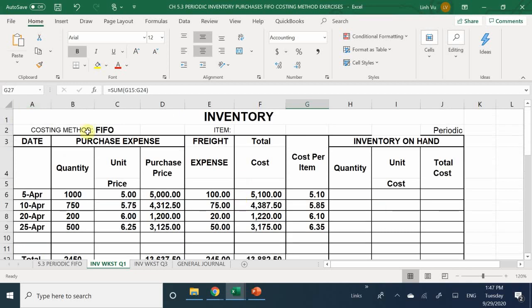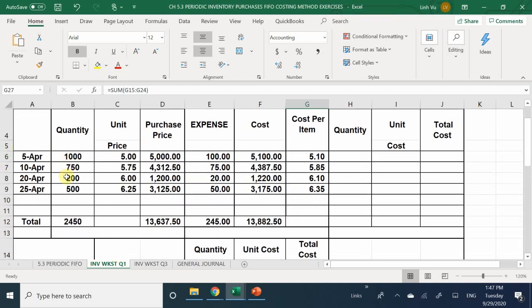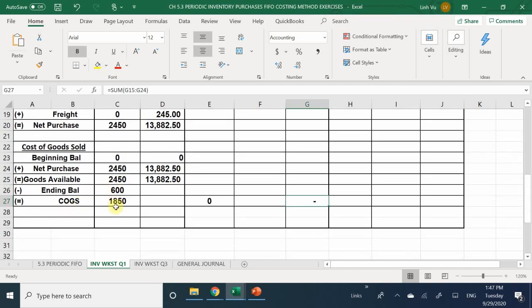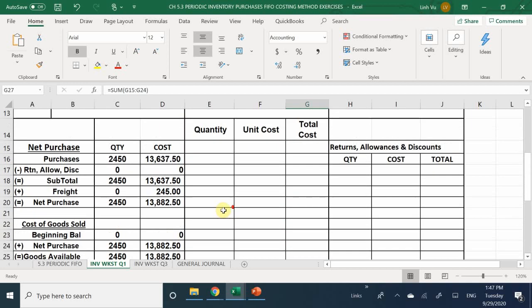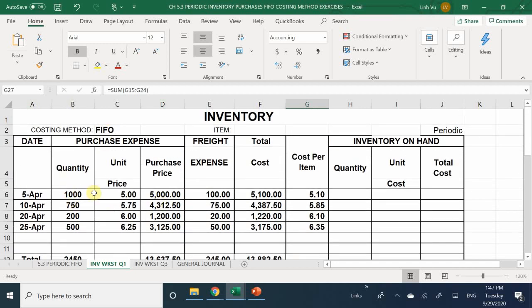So in this case, we're doing FIFO, which is first in, first out. I have a total of 4 batches, right? I need to sell 1,850 units, so I'm going to look at my batches. Where am I going to start? Am I going to start from the top or from the bottom? Well, this is first in, first out, so we start from the top and make our way down to the bottom, because the first batches in are the first batches out.